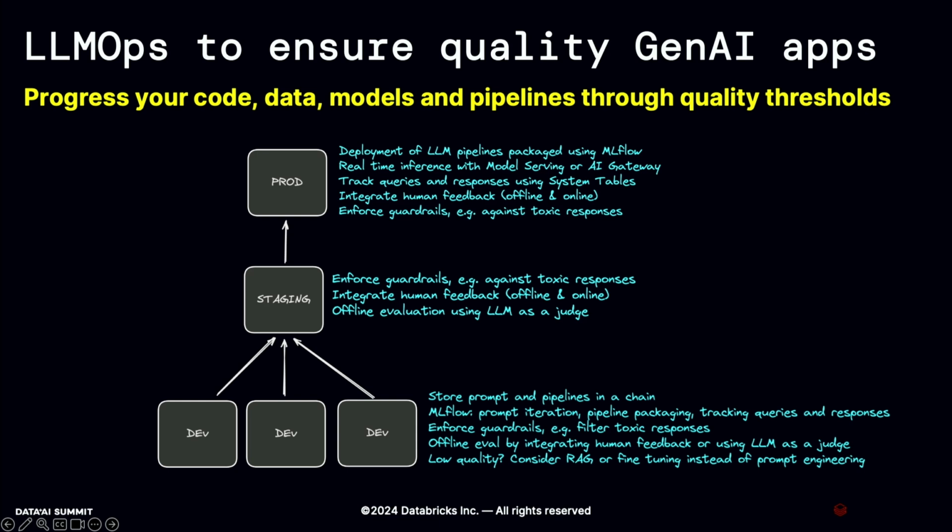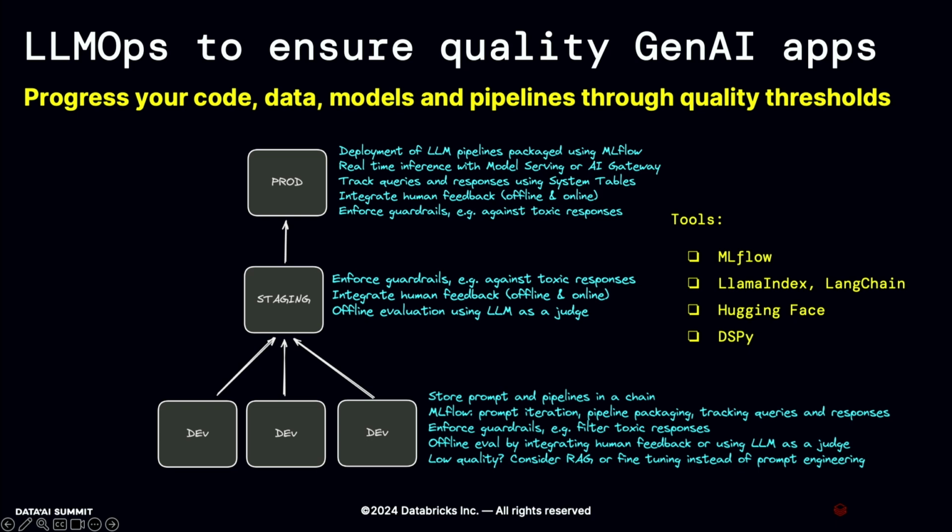that are packaged using MLflow. You can do real-time inference using ML model serving or AI gateway for external models. Make sure to track queries and responses using system tables. And again, human feedback and guardrails are key to guarantee the quality of the outputs when you build Gen AI.